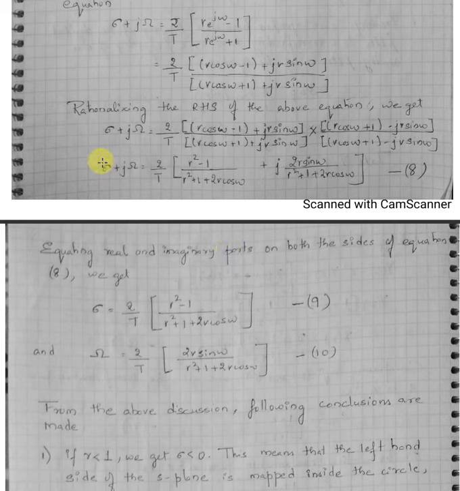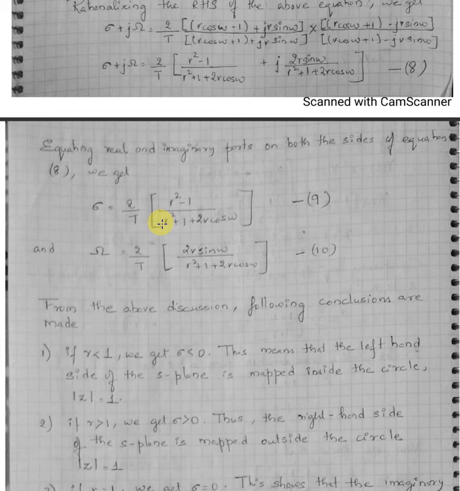If r is less than 1, it means that whichever poles you had on the left hand side of the s plane will be mapped inside the circle. See, this is the unit circle.